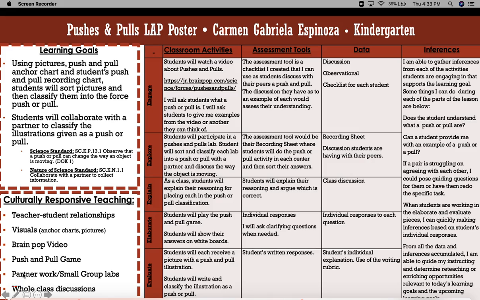So I hope that I had enough engagement pieces in there and enough time for them to process their thinking as they were working with their partners, as they were working in labs. They have their visuals to support them. And I really hope that they were able to enjoy these 2 days, or would have enjoyed these 2 days, and understand the difference between a push and a pull and the motion that happens with the objects. So I hope you enjoyed my quick video of my LAP project.